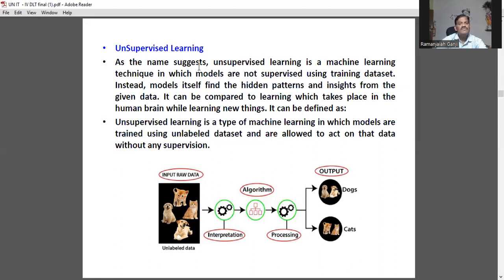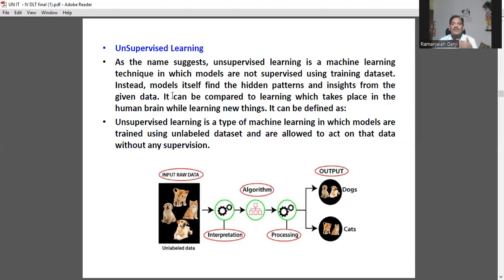The name itself defines it: unsupervised learning is a learning model where we don't have any labeled training data set, in which models are not supervised using a training data set. Instead, the model itself finds the hidden patterns and insights from the given data. That means it can be compared to the learning which takes place in the human brain while learning new things.